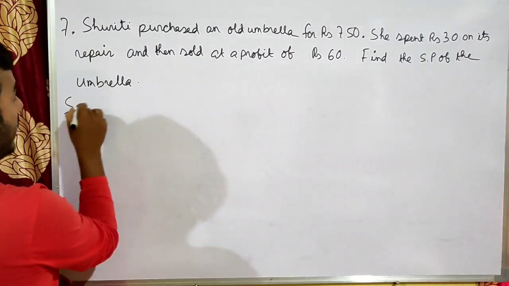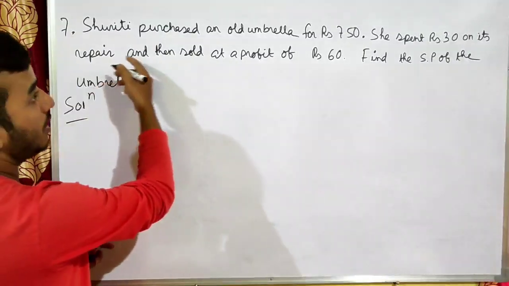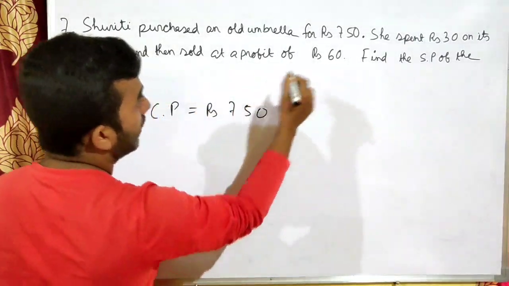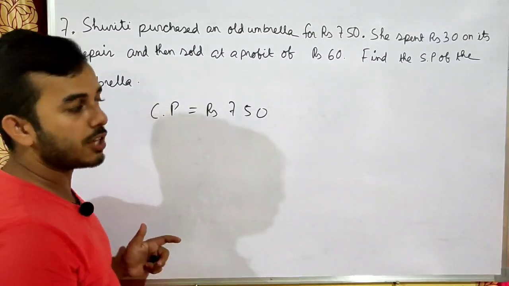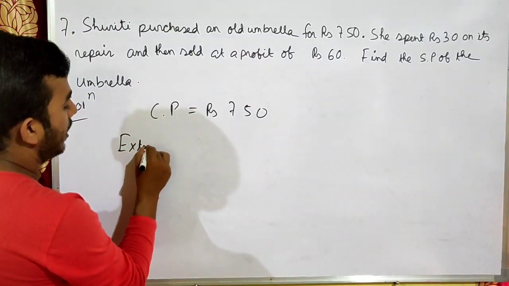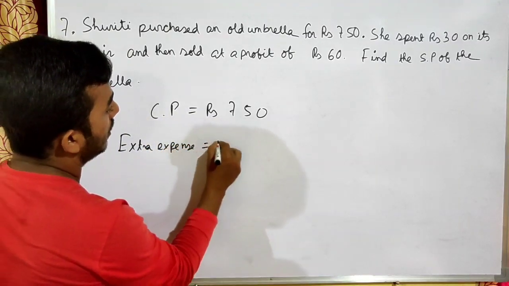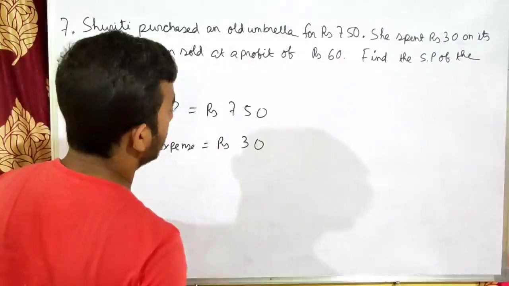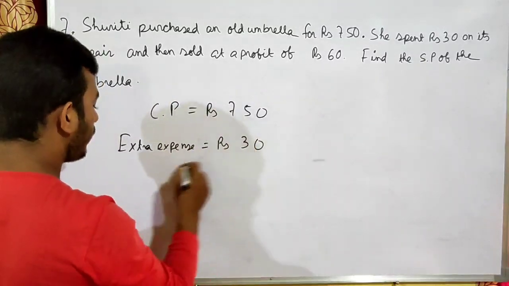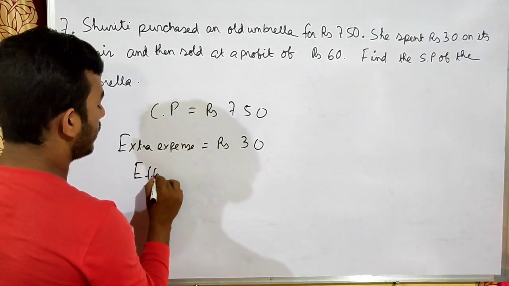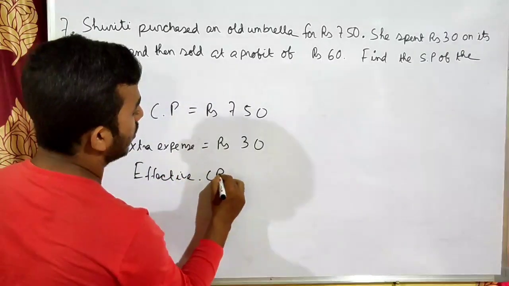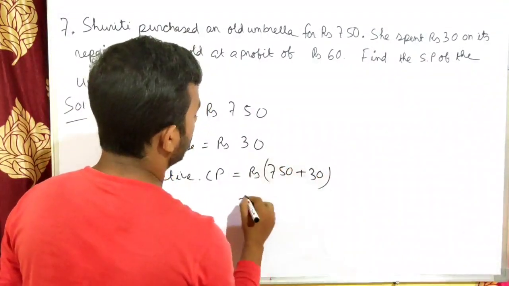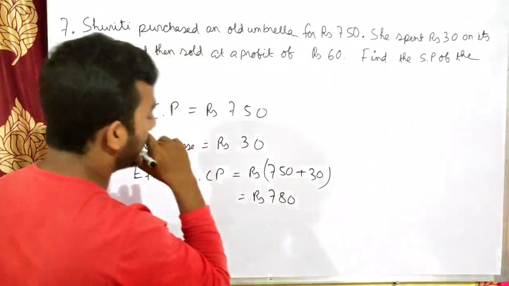Just first find the cost price. Cost price will be how much? Purchase price here, CP equals rupees 750. Then she spent rupees 30 on repair, that is an extra expense. So write, extra expense equals rupees 30, isn't it? And then profit. Now we'll find the effective cost price. Effective CP equals rupees 750 plus 30, it will be how much? It will be rupees 780.